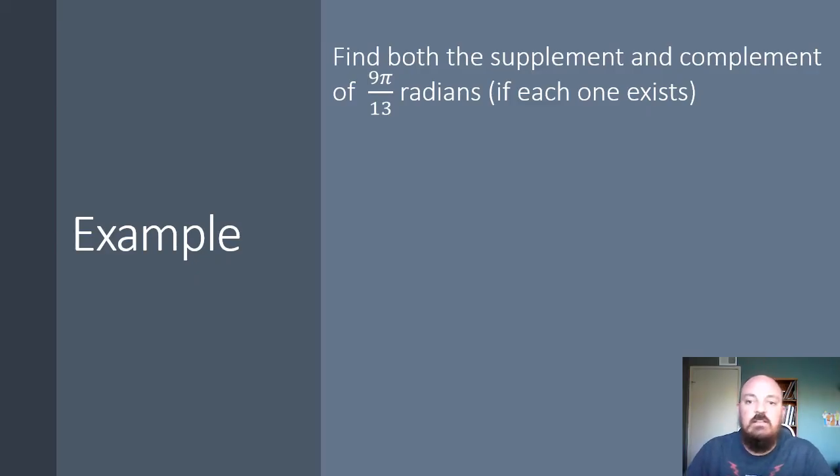So this will be our final example for today. We're going to find both the complement and the supplement of 9 pi over 13. And I said if each one exists. So let's start with the supplement. Supplement is subtracting from pi for a radian question. It's subtracting from 180 in degrees. It would be subtracting from pi. So I'm going to do pi minus 9 pi over 13.